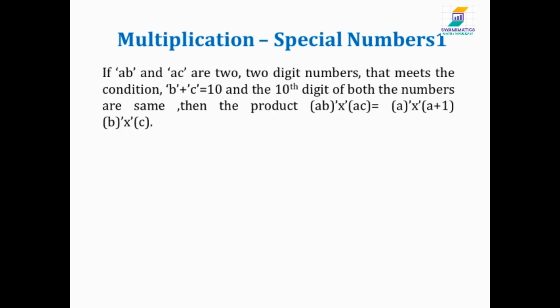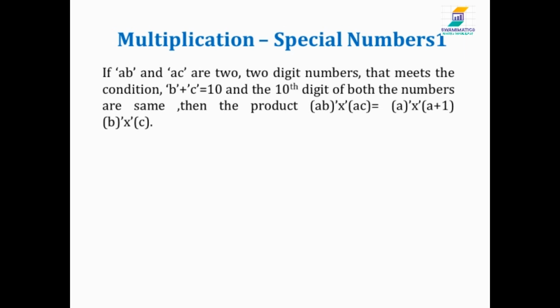For example, suppose you have two-digit numbers AB and AC, where the unit digits add up to 10 and the tens digit of both the numbers is the same. Then the product AB into AC is the tens digit multiplied by the tens digit plus 1, followed by the product of the unit digits. In other words, AB into AC is nothing but A into (A plus 1), then BC.